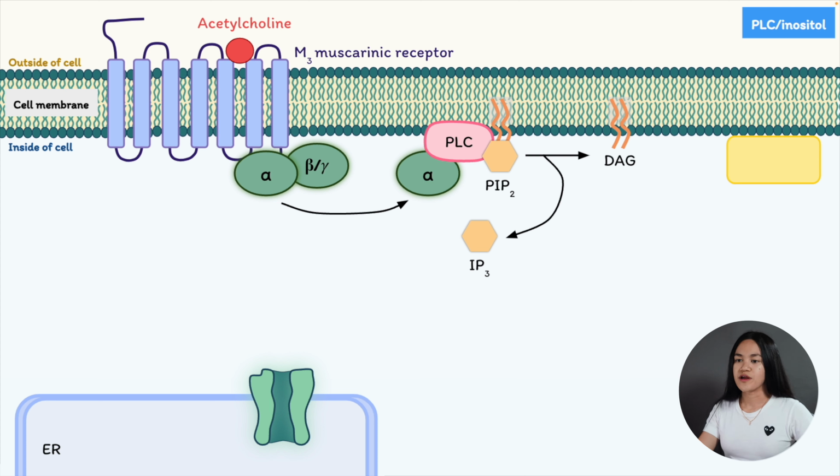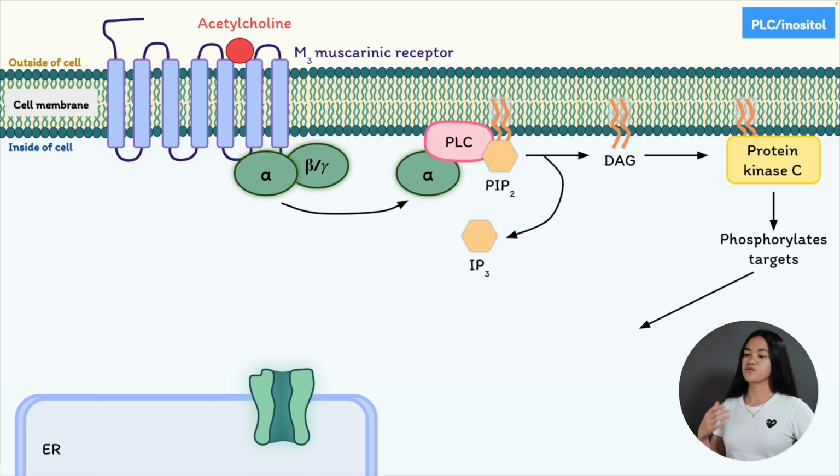So the DAG in the membrane then activates another protein. And the protein that it activates is an enzyme known as protein kinase C, or PKC. PKC is an enzyme that plays a versatile role with its effects varying depending on the type of cell. And this PKC, this enzyme, can then phosphorylate a range of different proteins in the cell. And targets for PKC can include things like enzymes or transcription factors.